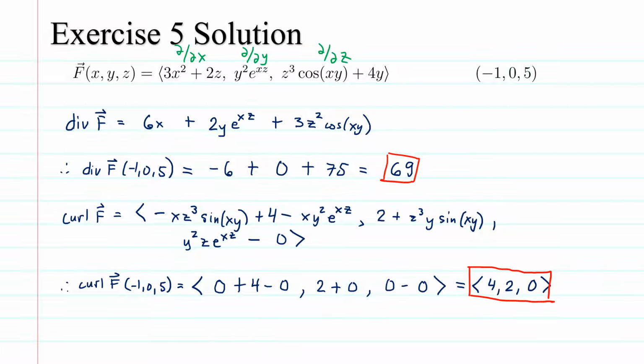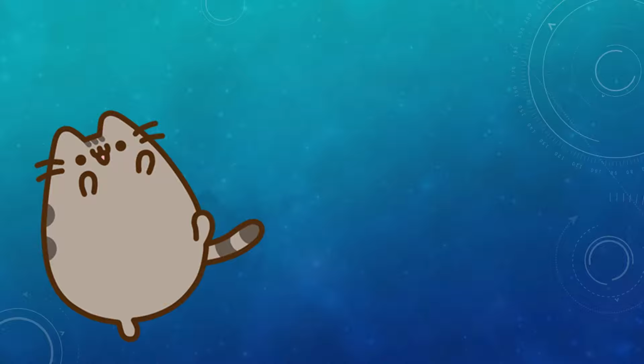Okay, so take note, kahit in-evaluate na natin at a specific point yung divergence tsaka curl, totoo pa rin na yung divergence ay isang scalar at yung curl ay vector. Okay, so that's all for our discussion on vector fields, divergence, and curl.